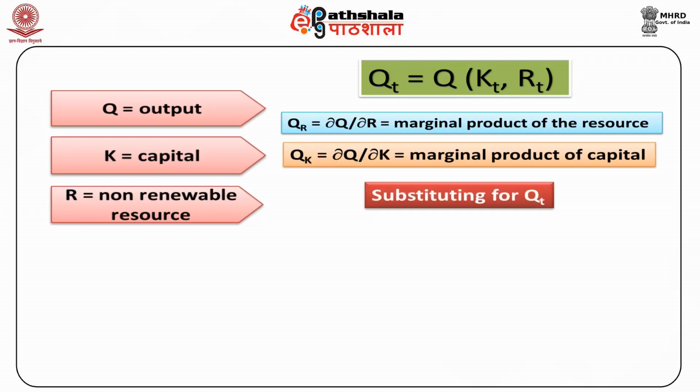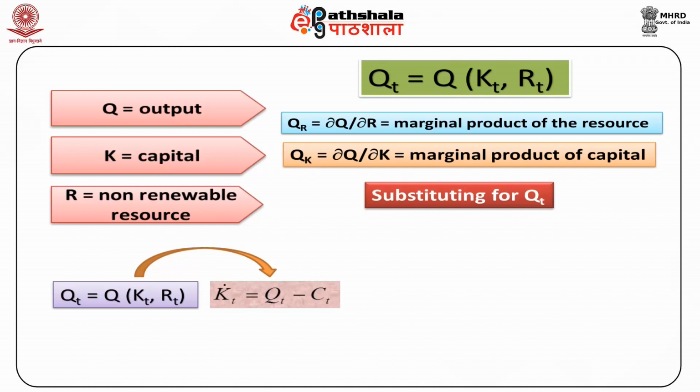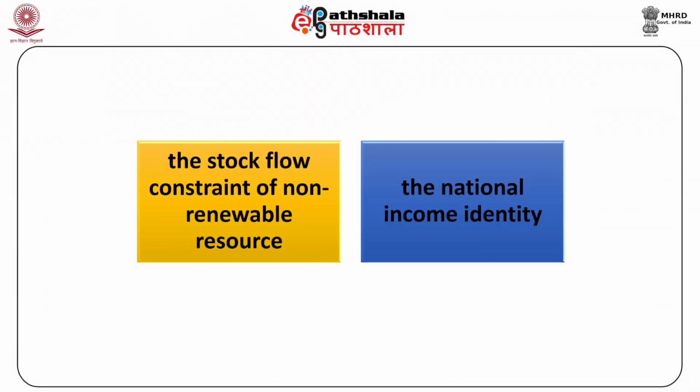Substituting for Q_t from the production function into the equation K dot at time t equal to Q_t minus C_t, the accounting identity can be rewritten as K dot_t equal to Q(K_t, R_t) minus C_t. We will now try to find the solution for the socially optimal intertemporal allocation of the non-renewable resource using the stock-flow constraint of the non-renewable resource and the national income identity.